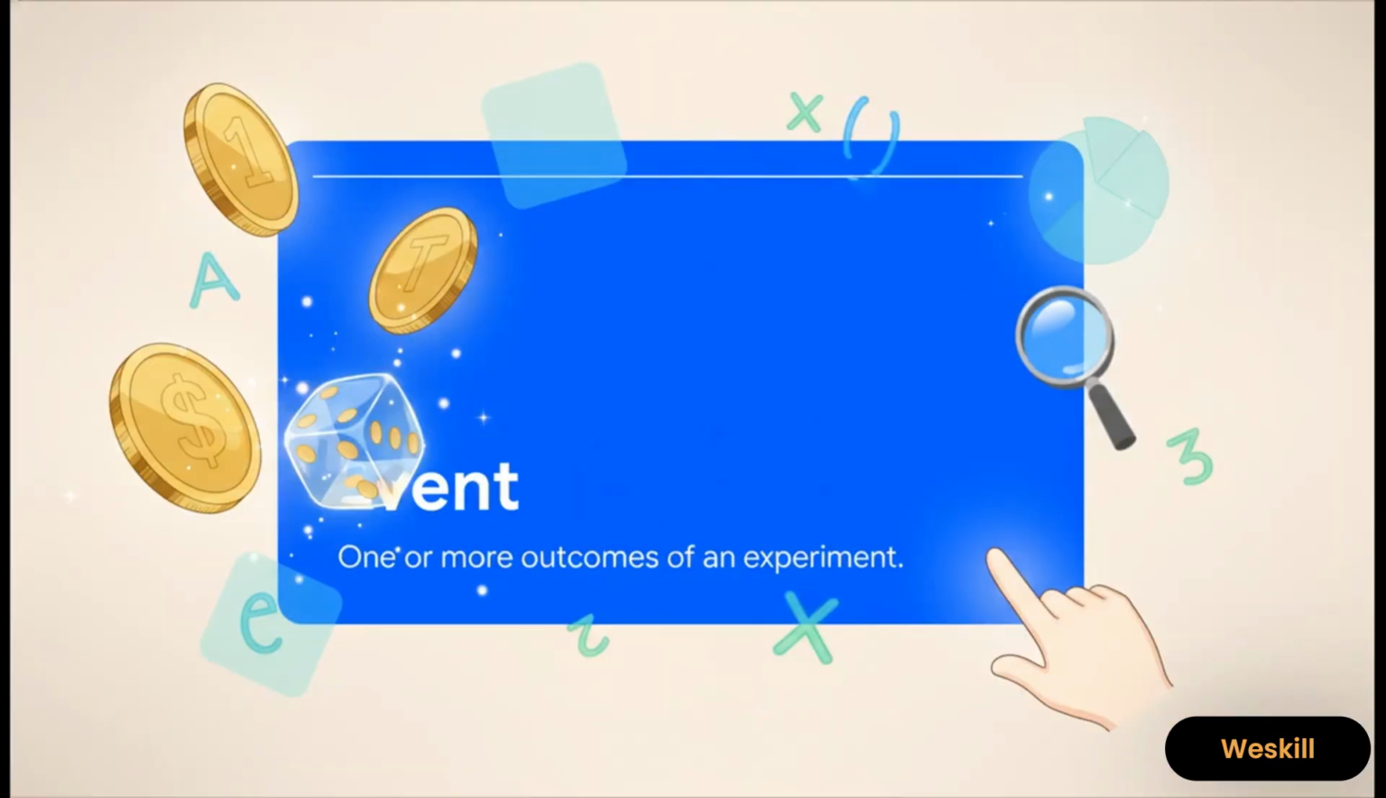And third, there's the event. Now, this is the specific outcome, or maybe a bunch of outcomes, that we're actually interested in. So if our experiment is flipping that coin, the event we might be looking for is getting heads. If we're rolling a die, our event could be something like rolling a number greater than 4. It's what we're watching for.